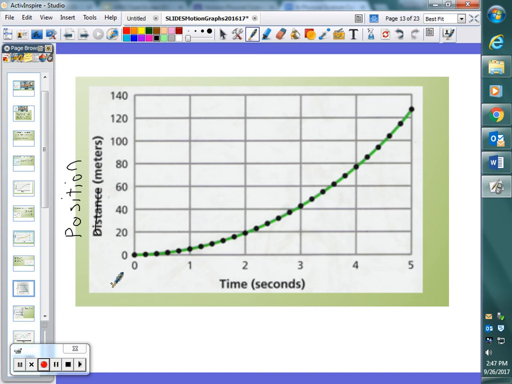All right, this graph should look familiar. This is the graph of what that you've seen recently? No, not your car. This is your marble. Okay? And Joe, what shape is this graph? It's a parabola. Technically, it's only half of a parabola, but it's a parabola, right?